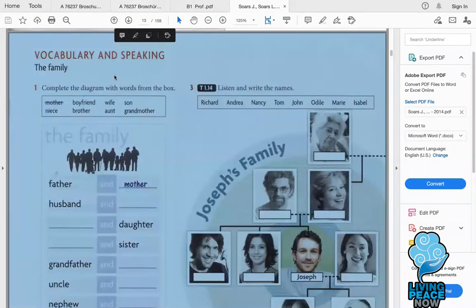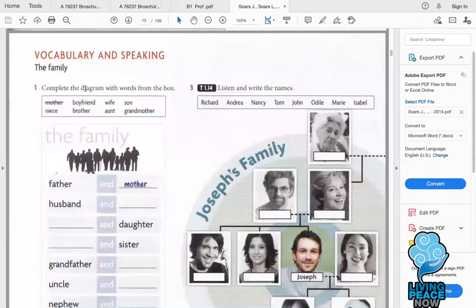Father, mother, husband, brother, sister. Can you hear me? Yeah, now I can hear you. I'm speaking about these words in the box. Number 1, words in the box. Mother, boyfriend, wife, son, niece, brother, aunt, grandmother.